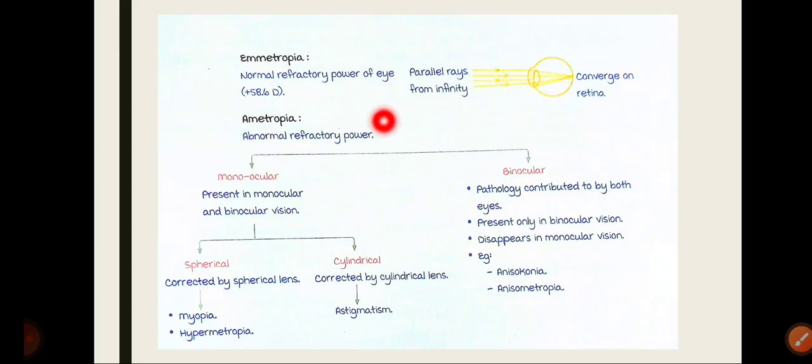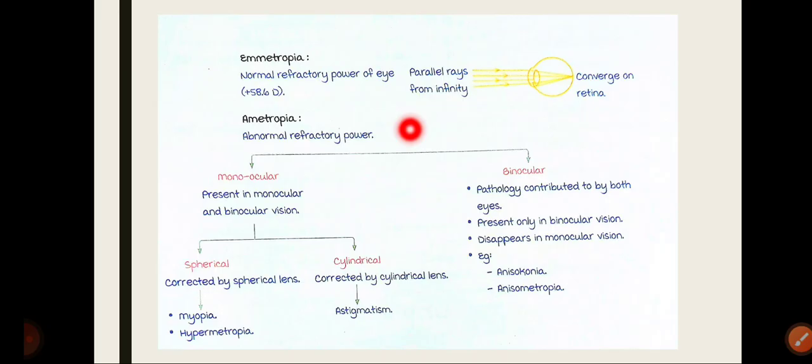Next we come to ametropia. Ametropia is a condition of refractive error, and it is defined as a state of refraction where the parallel rays of light coming from infinity, with accommodation at rest, are focused either in front of or behind the sensitive layer of the retina in one or both meridians.